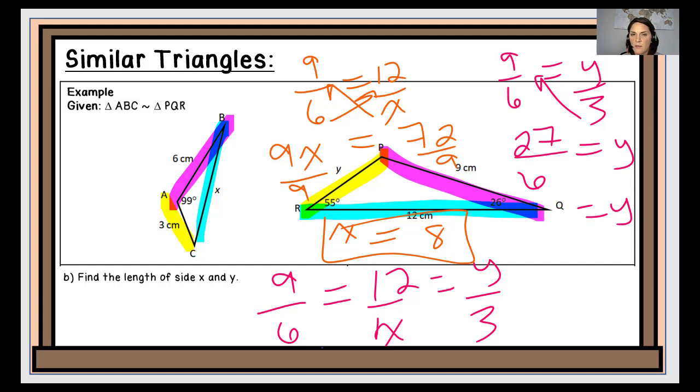So 27 divided by 6 is 4.5. Whichever method you like, please use that method. So x is equal to 8 and y is equal to 4.5.